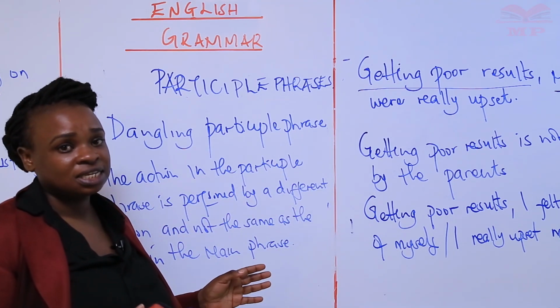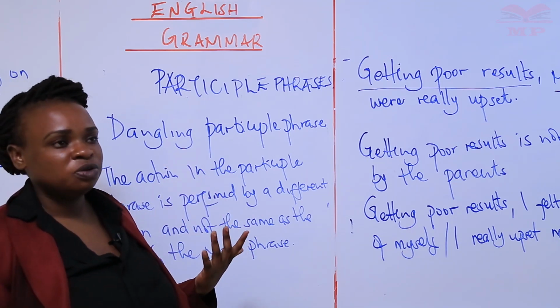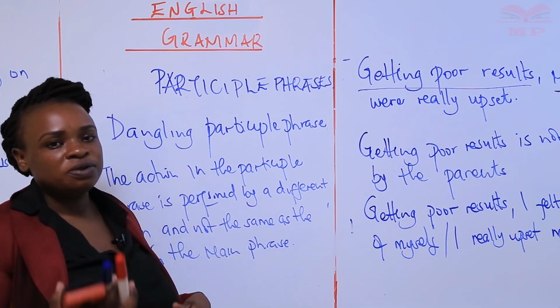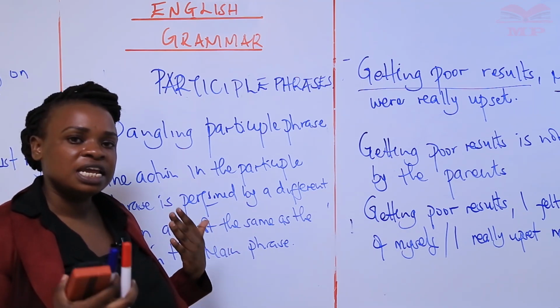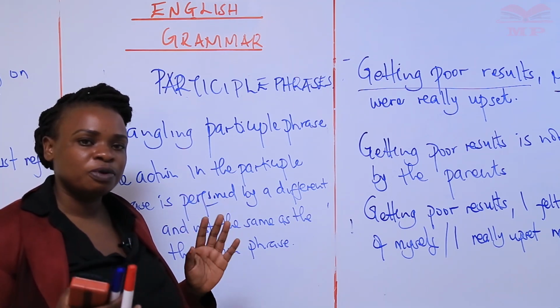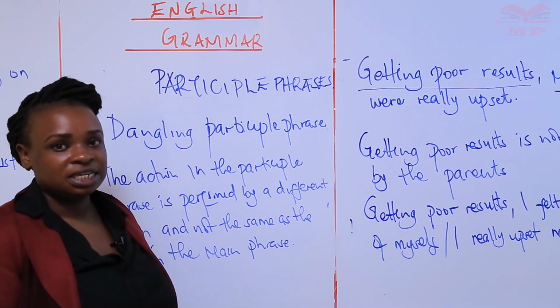In either case, they're just used to give us more information about the noun in the sentence. The only difference is that one is in the present and the other is in the past. When you use the past one, it will be "left"; when you use the present one, it is the ing format. But the idea here is to know that the participle phrase is normally used to describe what? The noun in the main sentence.